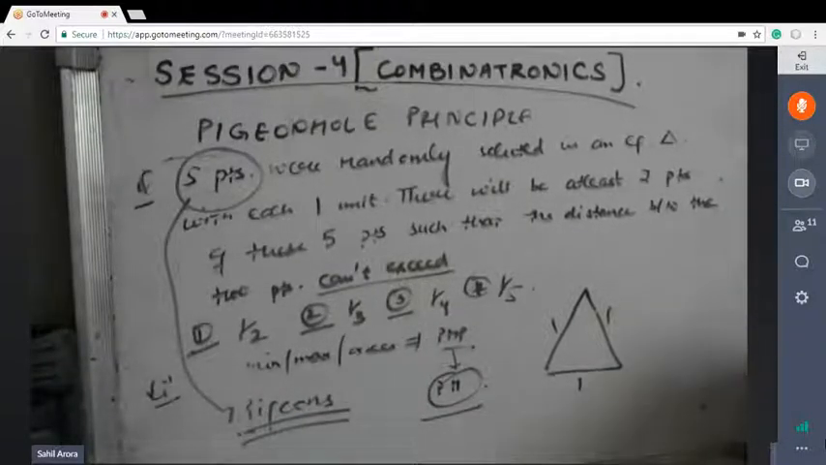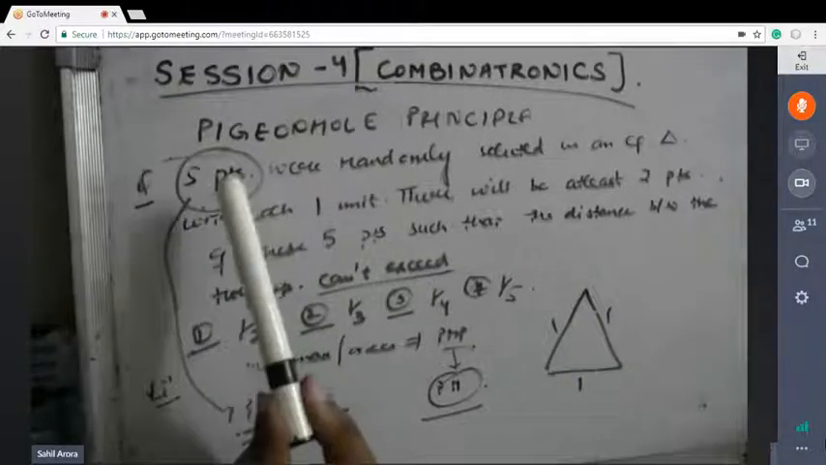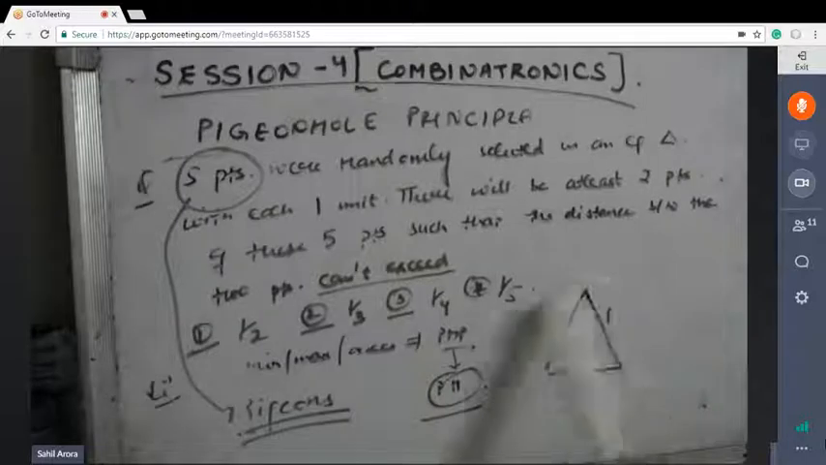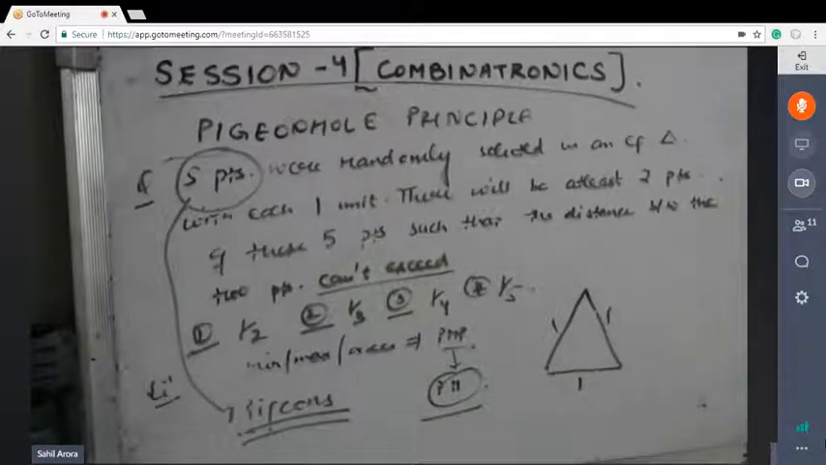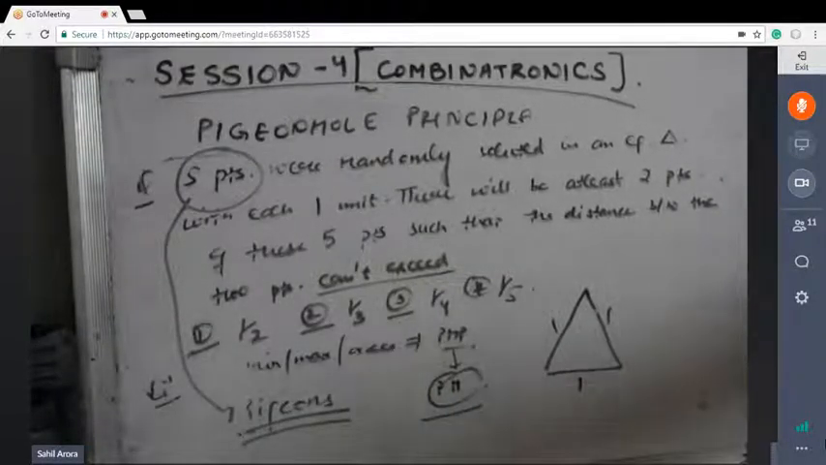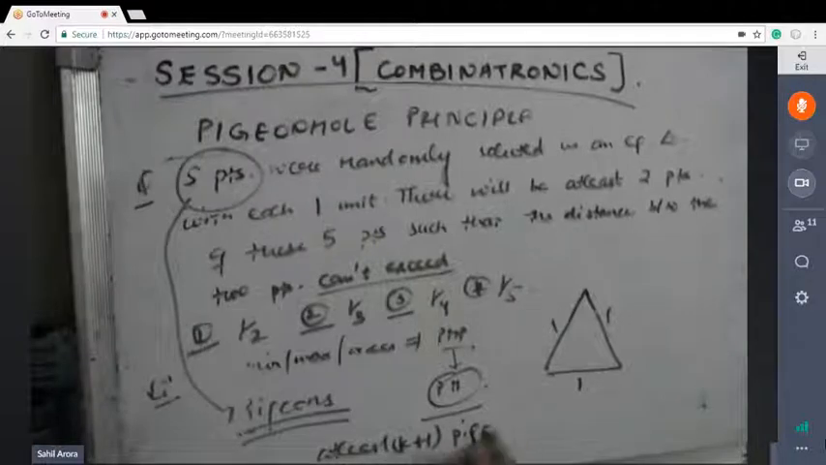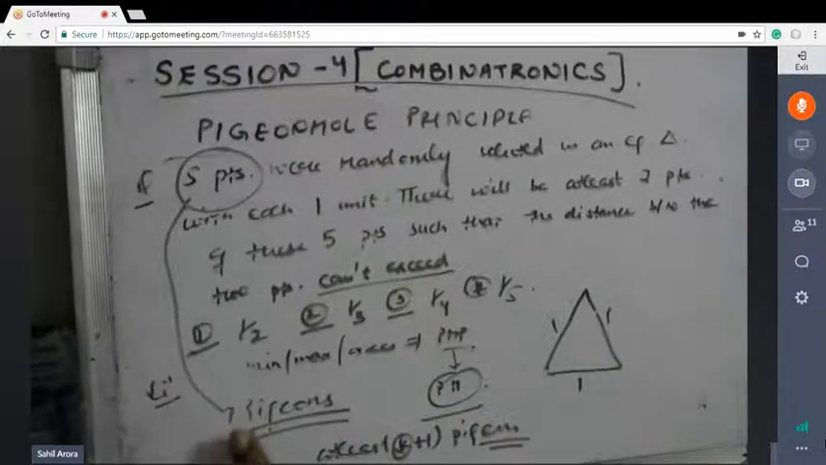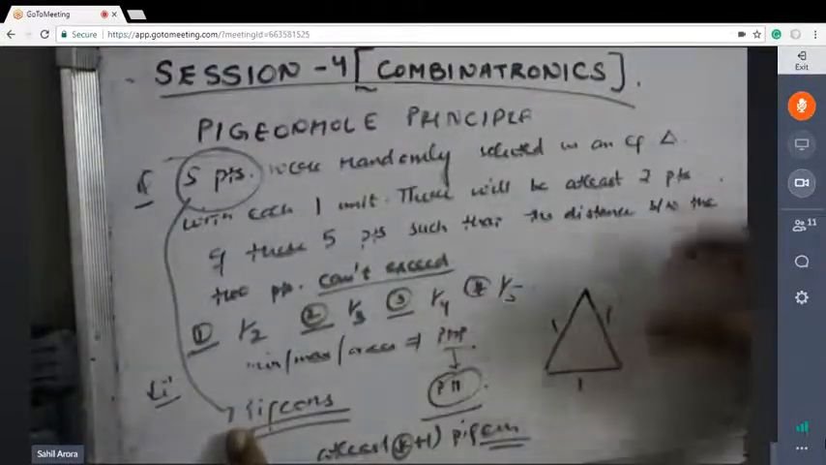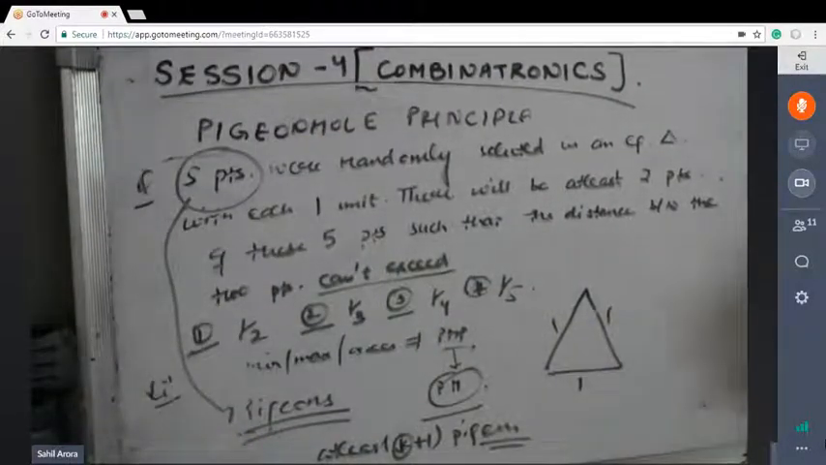Now always remember one point, that in order to have 5 points, I need to divide this into 4 parts. Why? I told you in that theorem, if we need to find at least k plus 1 pigeons, then k is nothing but what we need to divide into. So k in this case is 4, so we need to divide this into how many parts? 4 parts. So I'll divide this into 4 parts. Let's say I'm dividing it into 4 parts this way.